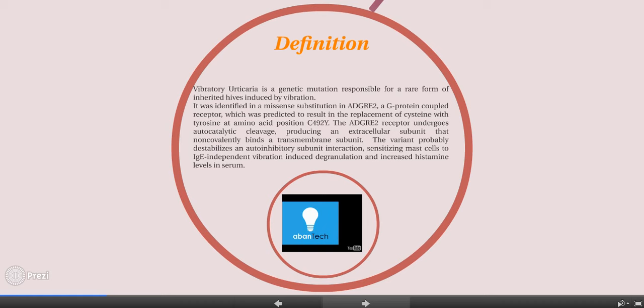The ADGRE2 receptor undergoes autocatalytic cleavage, producing an extracellular subunit that non-covalently binds a transmembrane subunit. The variant probably destabilizes an autoinhibitory subunit interaction, sensitizing mast cells to Ig-independent vibration-induced degranulation and increased histamine levels in serum.